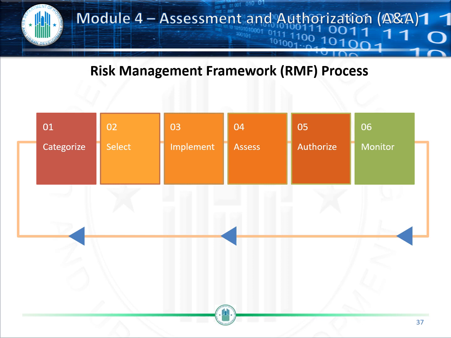A 7th step, the prepare step, was added to the risk management framework in December 2018. The prepare step prepares the organization to execute the RMF by considering a variety of organizational inputs that establish the context for managing security and privacy risk for the system of interest.